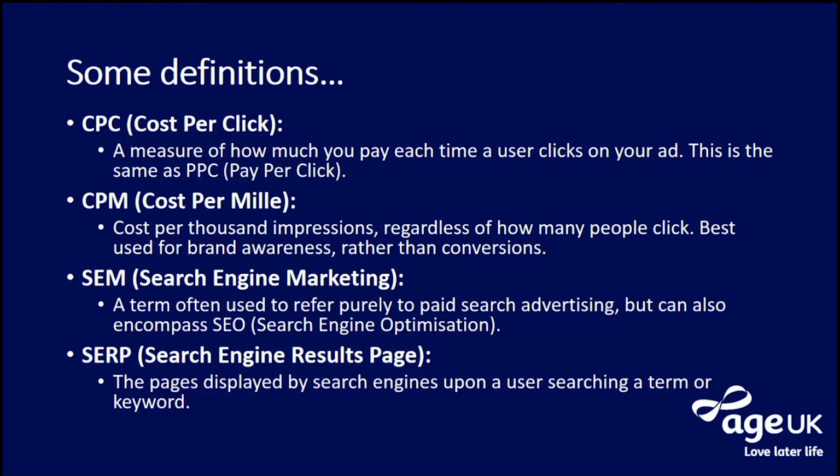If you were going for cost per 1,000 impressions, this is much more of an awareness thing, where you just want to remind people that you're there. But I would recommend normally going down the cost per click route anyway. Then we've got SEM, search engine marketing. This is a broader term, which does encompass SEO from time to time as well, which is search engine optimization. And then SERP, which is one of my favorites, and it just stands for search engine results page. That is basically what your user sees when they perform a search.